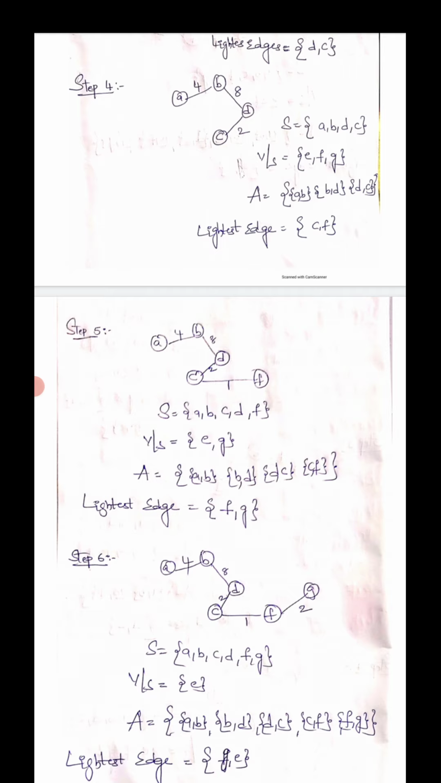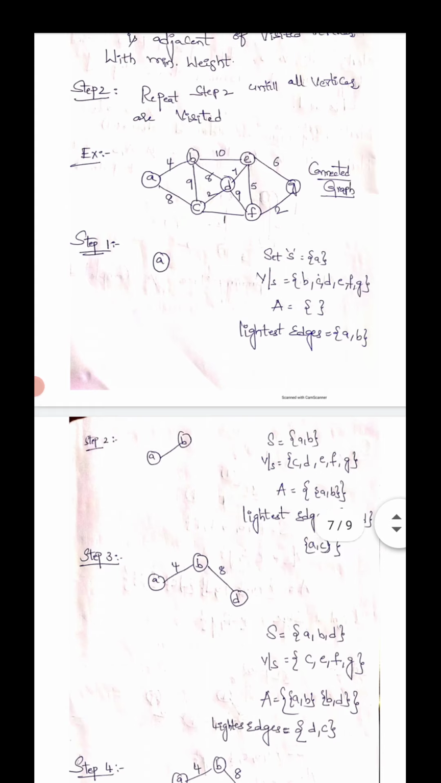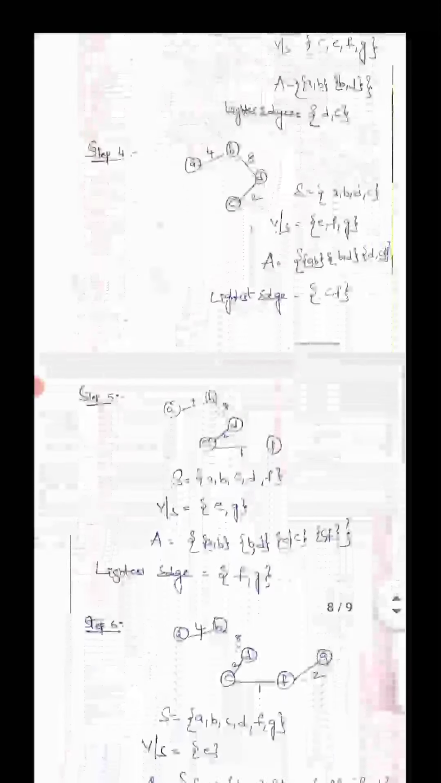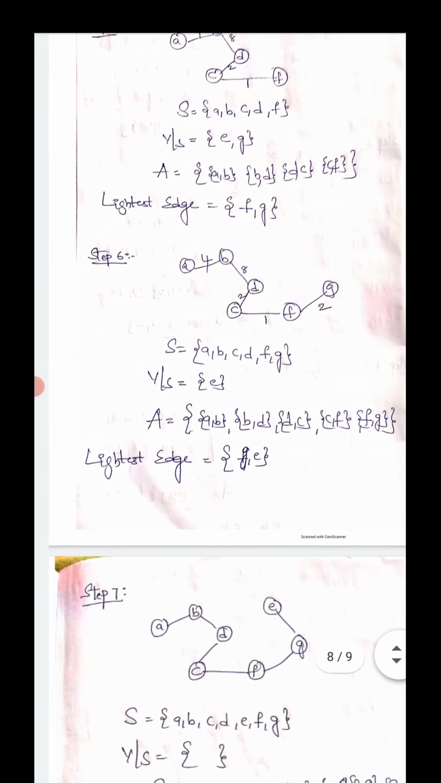Okay, and coming to the lightest edge of F. Now we look at this diagram. Look at vertex F. F to C is completed. F to G is there. F to E is there. F to D is there. But here the lightest edge, the smallest possible weight of the edge F to G is 2. Now the lightest edge is F comma G. Okay, now you move to step 6.